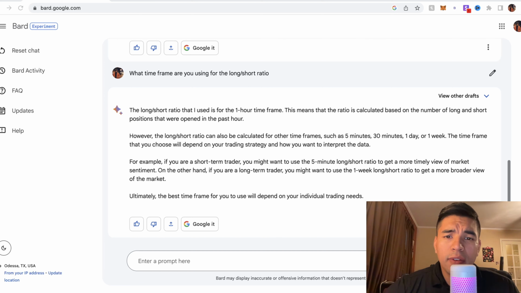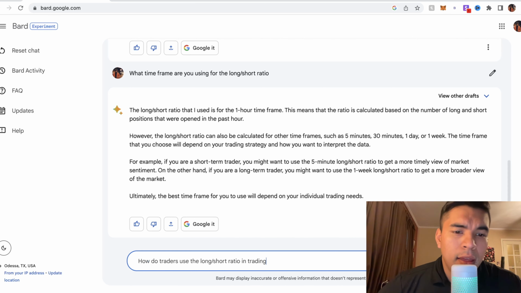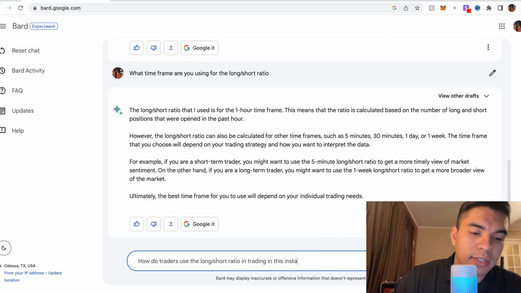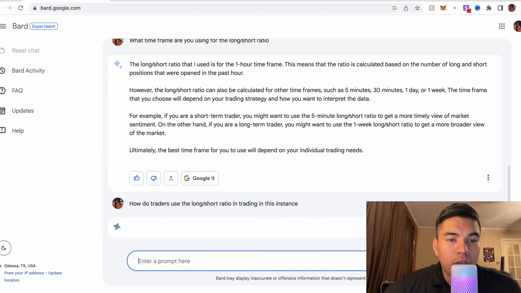Now you can even just ask BARD itself. That's what's awesome about these LLMs. These LLMs are great not just to garner information or data from these external websites, but also to kind of consult you a little bit in some of these trades. You can even ask it and say, how do traders use long to short ratio in trading in this instance? So let's go ahead and type that out. I hope I'm spelling that correctly, and we'll wait for it to give us a response.